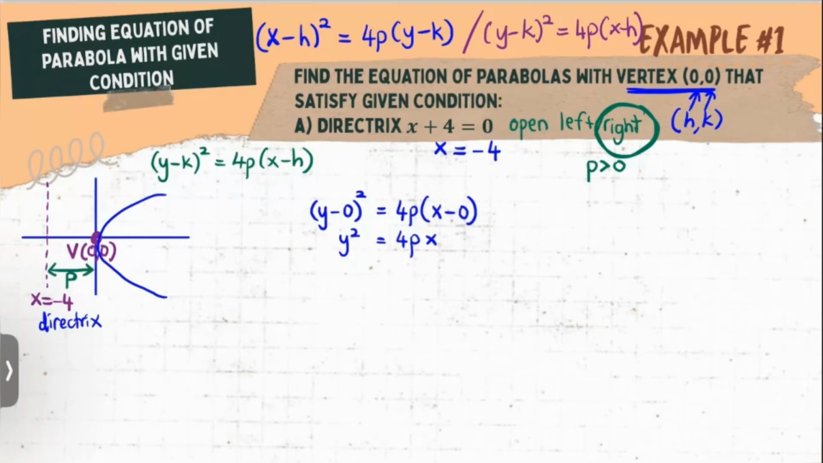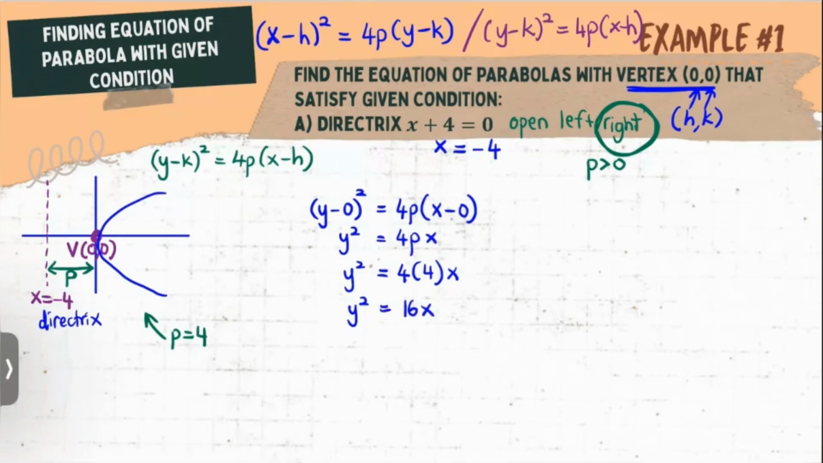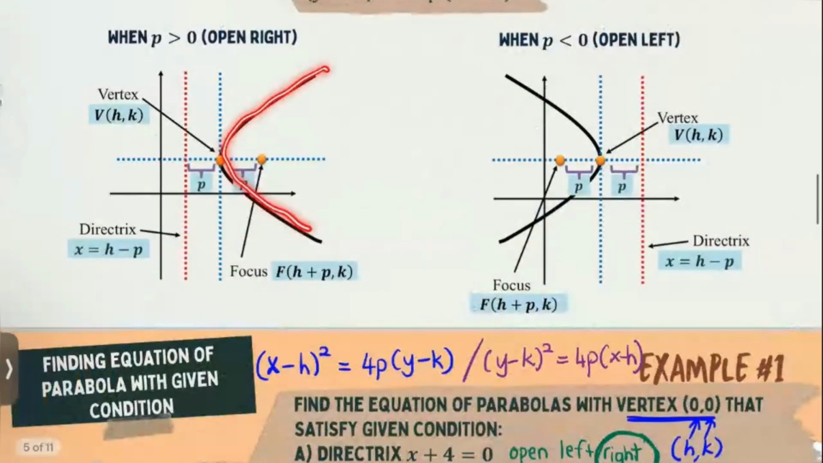So that means daripada negative 4 kepada 0, apa distance kita? P adalah 4 lah. So kat sini daripada graph saya dah tahu P will be equals to 4. So therefore, y square will be equals to 4 multiplied by 4x. So dapatlah equation 16x. Memandangkan kamu dah tahu equation of directrix kat sini. Kalau dia open to the right kan, equation of directrix adalah h minus p.